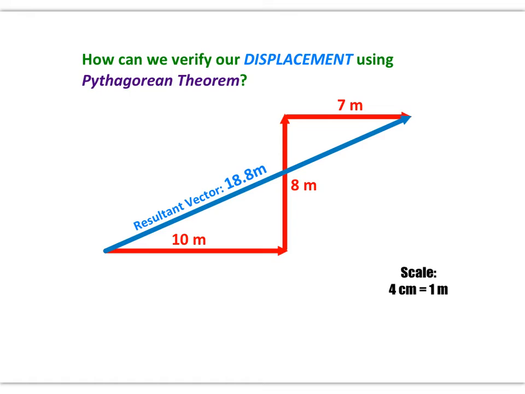Now, how do we know if our resultant is correct? I mean, we can't exactly go poking holes in walls to run tape measures. Okay, and so to build confidence in what we measured using our own scale, we're going to try to verify this value using the Pythagorean theorem, which is the rule that we use for right triangles, which means that we need to turn this vector diagram into a right triangle.